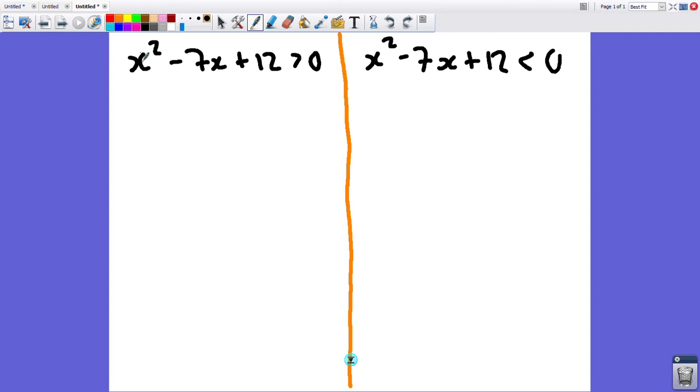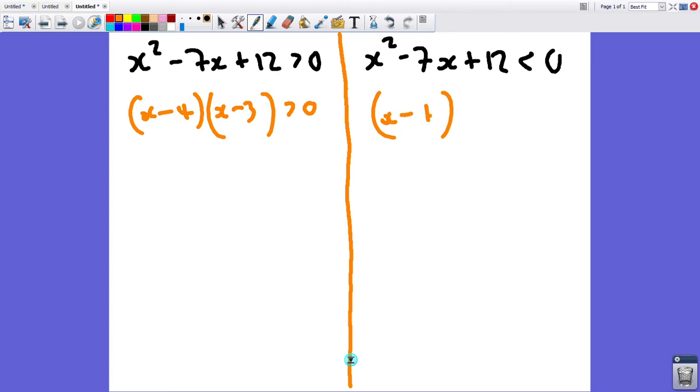So step number 1 is going to be to factorize: double brackets, (x - 4)(x - 3), and this is greater than 0. Right-hand side, the same thing, (x - 4)(x - 3), and this is just less than 0. The roots will be x equals 4, x equals 3, x equals 4, x equals 3.